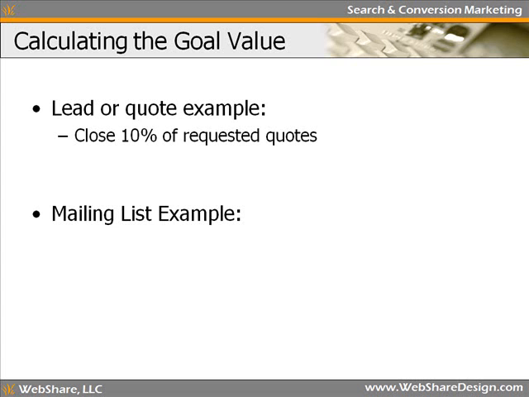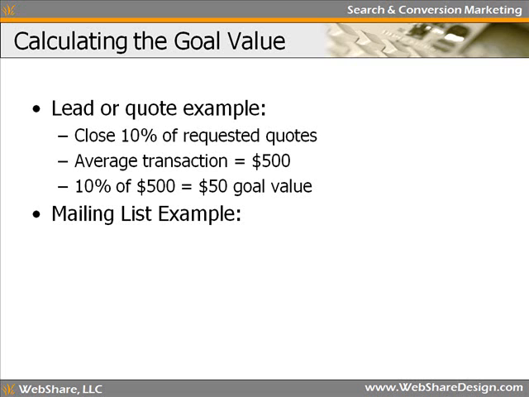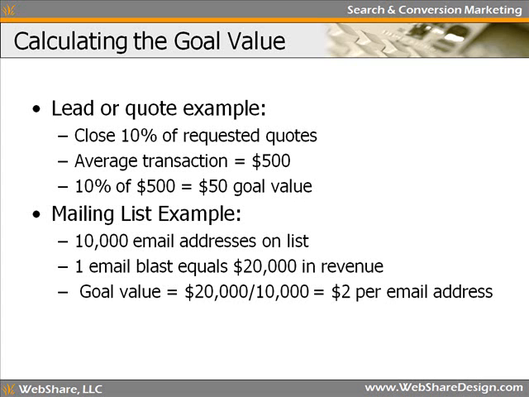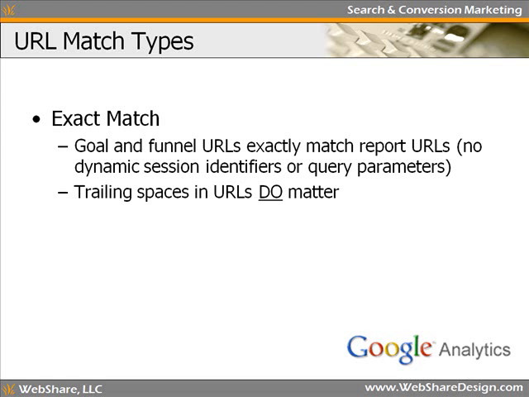First, we're going to start with a leader quote example. Let's say of all the quotes that are requested online, 10% of them close, and the average transaction is $500. 10% of $500 is $50, and that would be your goal value. XYZ Landscaping has 10,000 email addresses on their list. They know from previous experiences that one email blast equals $20,000 in revenue, so their goal value would be $2 per email address. Now we're going to explain the different match types.